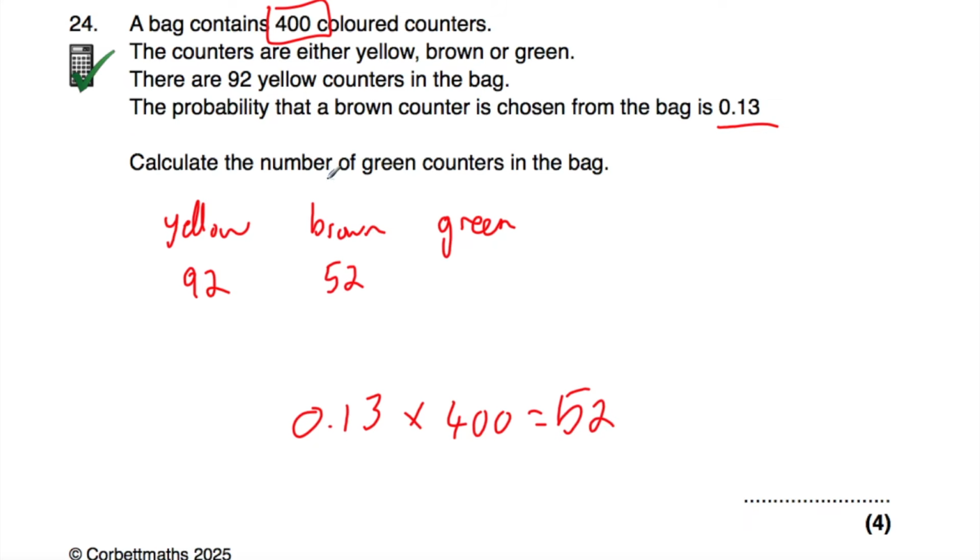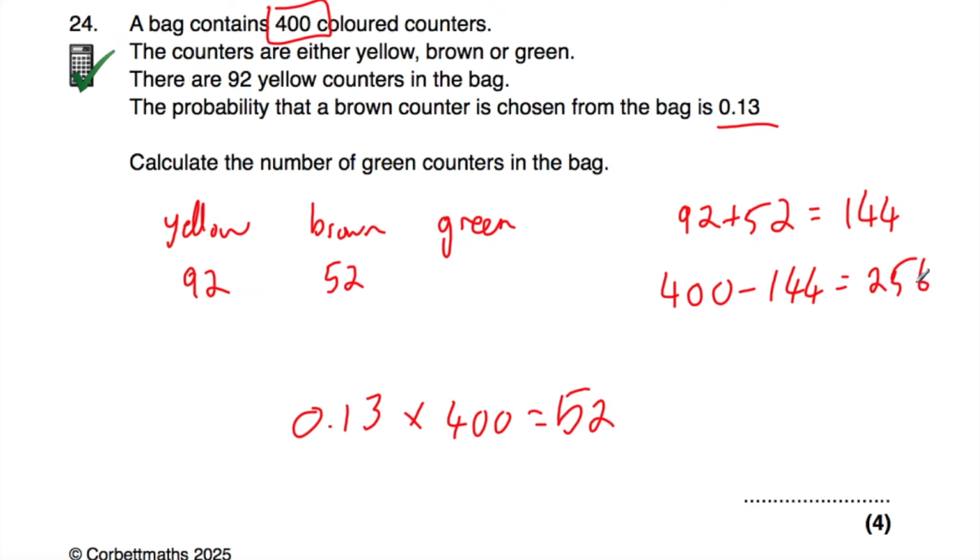So that's fantastic. We now know how many yellow counters and how many brown counters are in the bag. To find how many green counters in the bag, we just need to add these 2 numbers together and take them away from 400. So 92 plus 52 is equal to 144. And then if we do 400 take away 144, that's equal to 256. So that means there's 256 green counters in the bag.